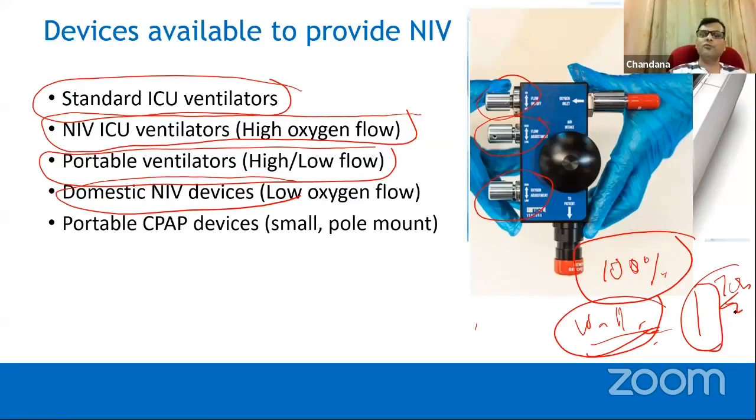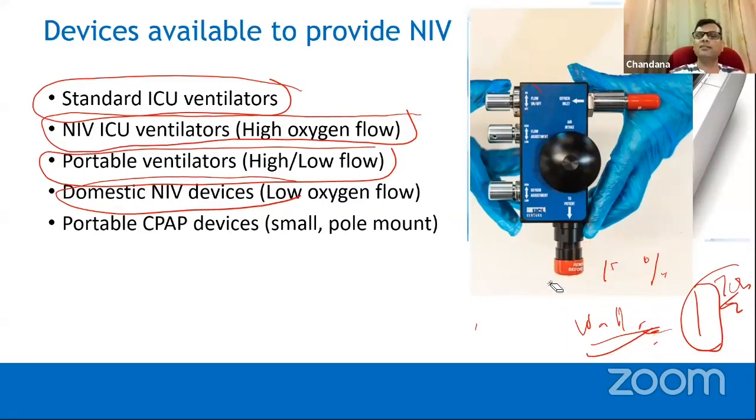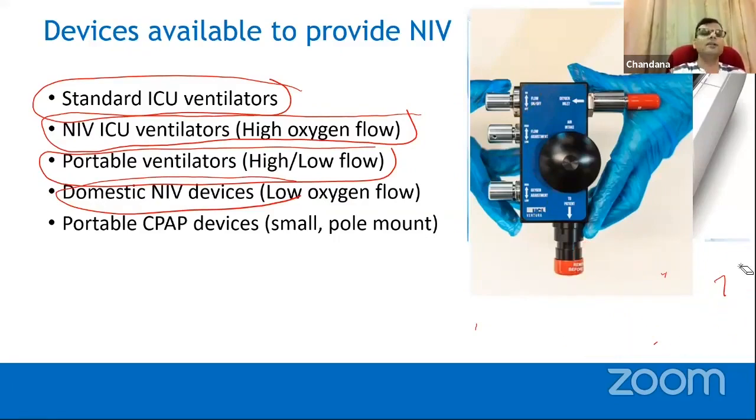You won't understand just by looking at these, but I've told you the kinds of devices available. You can use standard ICU ventilators, which most of the RHOs will not use. You can use an NIV ICU ventilator, which I don't even have access to. You can use portable ventilators, which I sometimes use to give NIV. I have portable ventilators for almost all ICU beds, so I use those for NIV also. And you can use domestic NIV devices like ResMed, Loomis, all these kinds of devices. And you can use these portable CPAP devices. These cannot give BiPAP, generally CPAP.